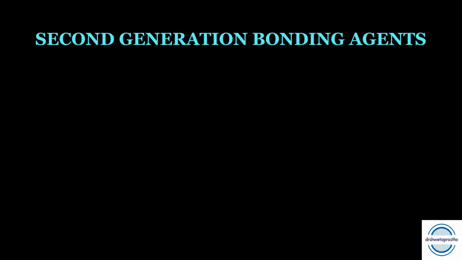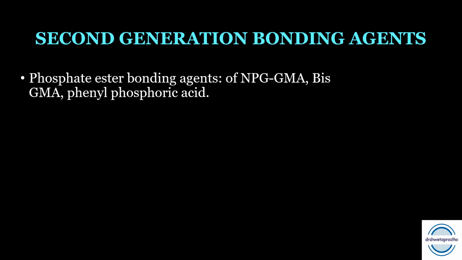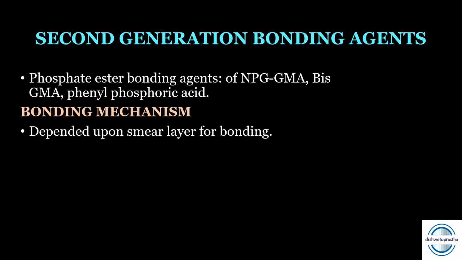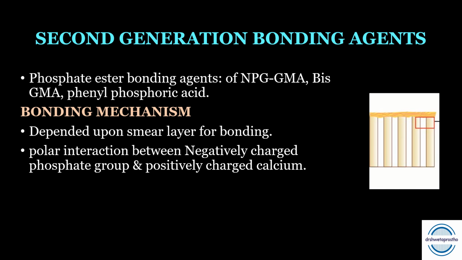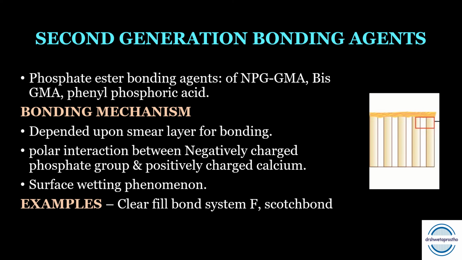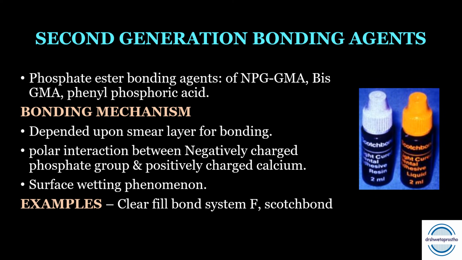The next were the second generation bonding agents. They were introduced in the 1970s in an attempt to bond chemically to either the inorganic or the organic components of the dentin. The phosphate ester bonding agents of NPG-GMA, bis-GMA, phenyl phosphoric acid were introduced. The bonding mechanism of this generation mainly depended upon the smear layer for the bonding. The smear layer was not removed. It was based on the polar interaction between the negatively charged phosphate group in the resin and the positively charged calcium of the smear layer. So it was based on the surface wetting phenomenon. Examples of this generation were Clearfil Bond System F and the Scotchbond.